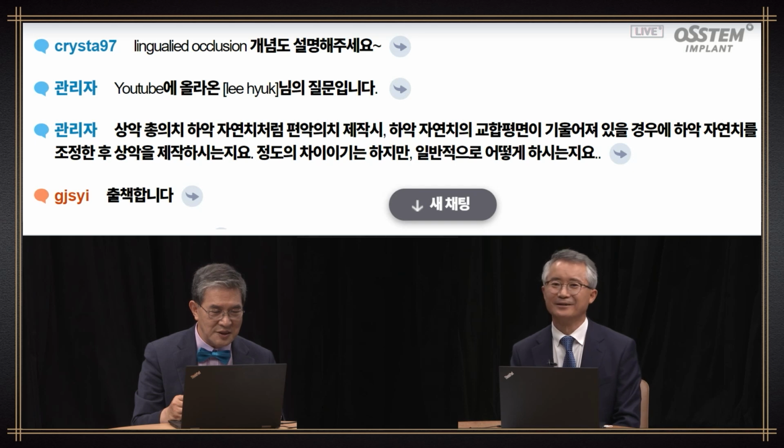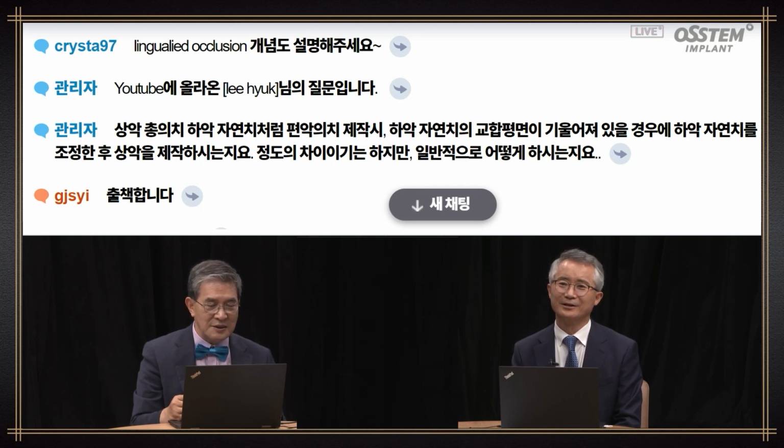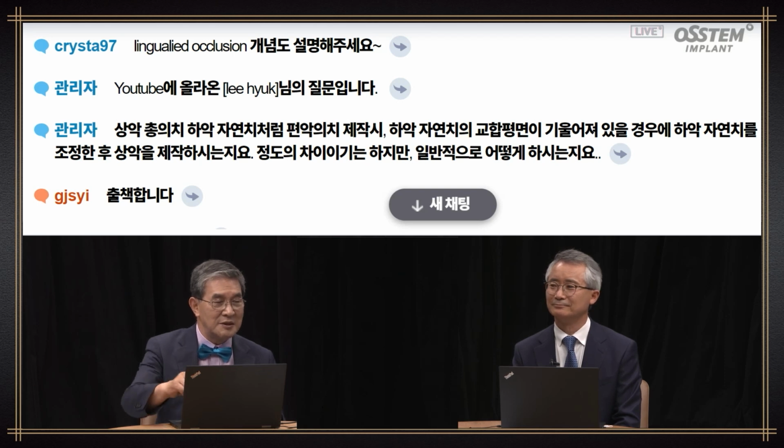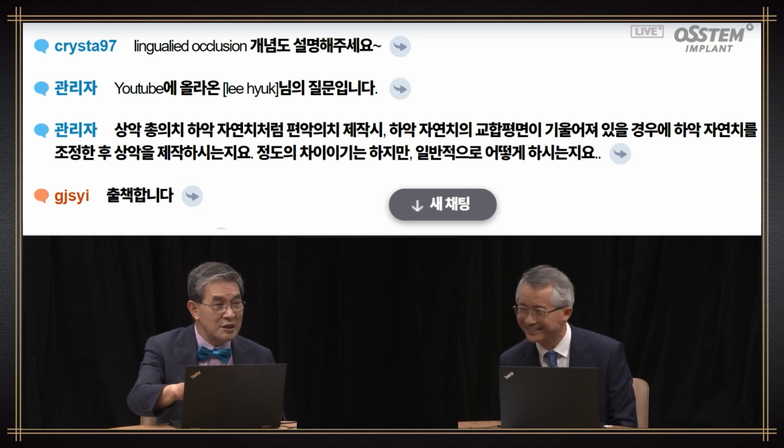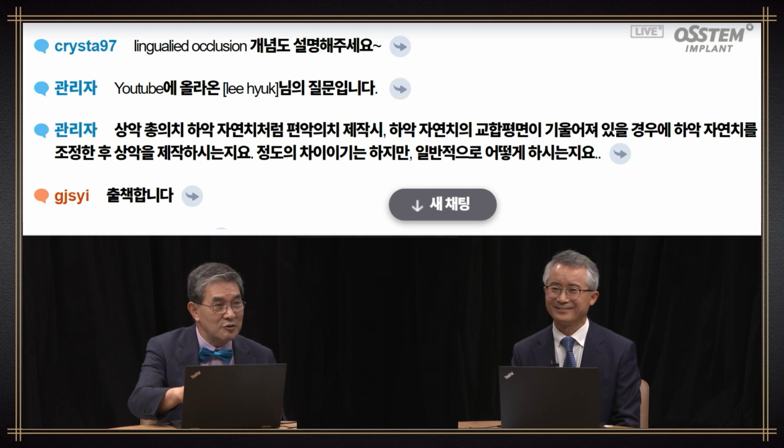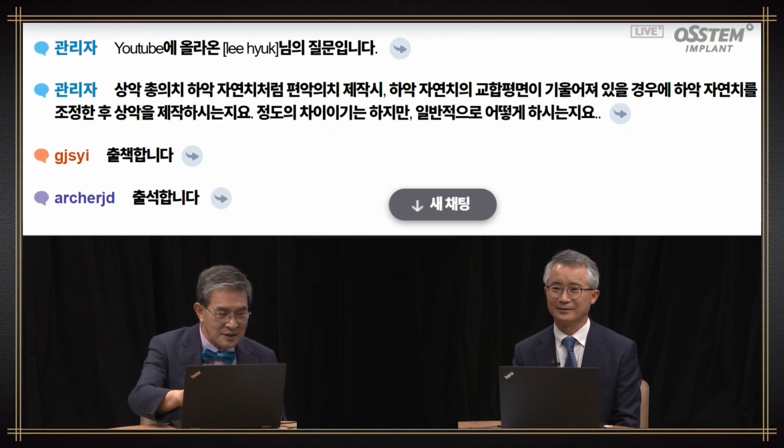Krista 97 asks: can you provide an explanation of lingualized occlusion? To talk about lingualized occlusion is going to take up a lot of time. In the next lecture, Professor Lee So-hyun is going to talk about it. When she talks about teeth alignment, she's going to talk about lingualized occlusion. So I'm going to deliver this question to Professor Lee and ask her to provide more detail.